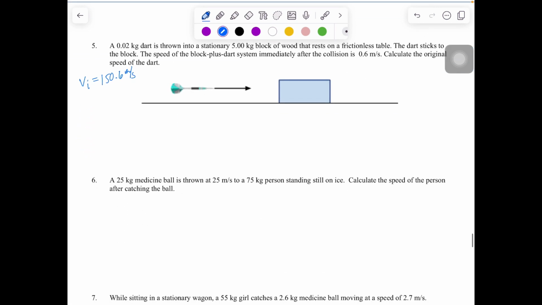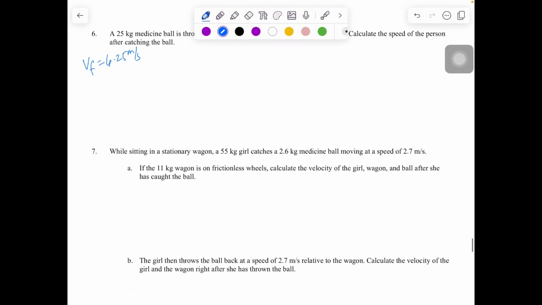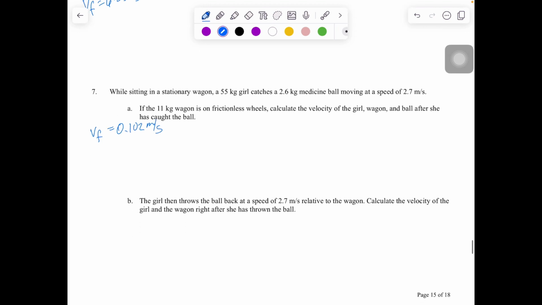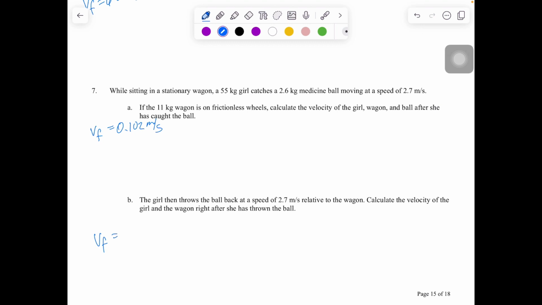For number 6, our V final is 6.25 meters per second. And for 7, part A, our V final is 0.102. And our V final for part B is 0.213.